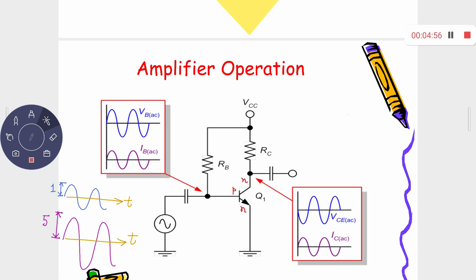And we are applying some input signal over here, some time varying signal, through a capacitor. Now for the time being, consider this part of the circuit. Let's concentrate on that part only, because this part deals with the biasing, and the other part deals with the actual small signal amplification.